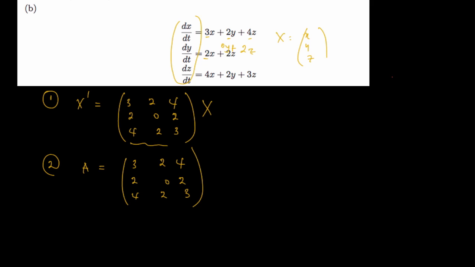So our x we said is x, y, z. So this is going to be x. So we've written the whole system here in matrix form. Then the next thing is we want to identify the coefficient matrix. So we know that this is the coefficient matrix. So our A equals 3, 2, 4; 2, 0, 2; and then 4, 2, 3.